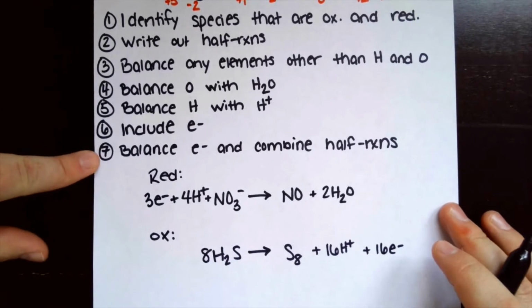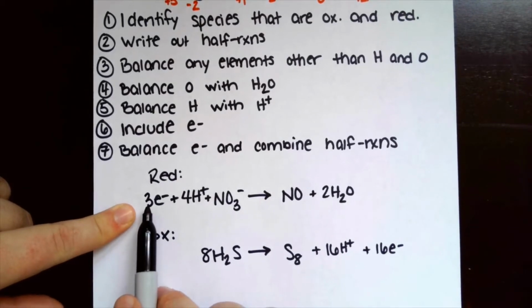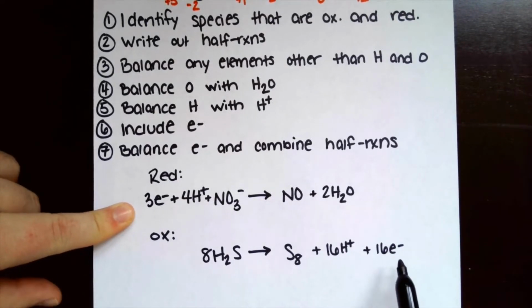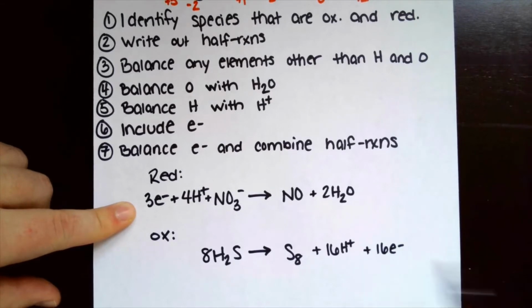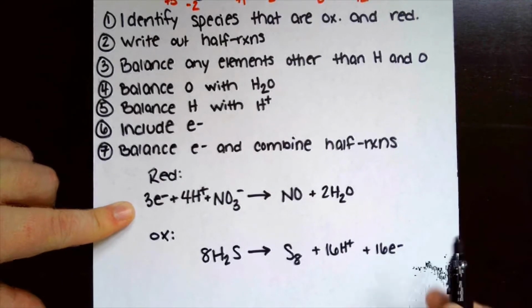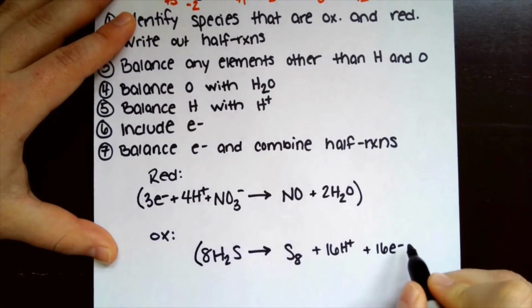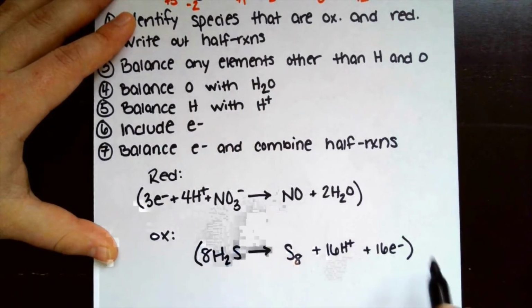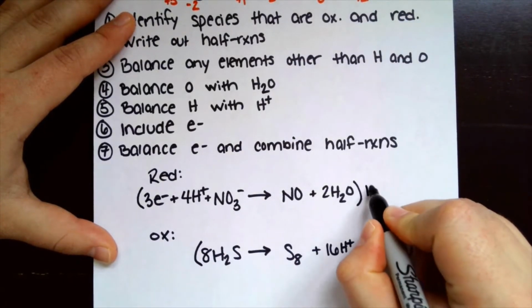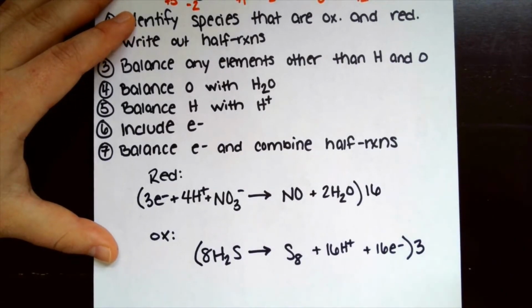Lastly, we need to balance the electrons and then combine the reactions. So balancing the electrons. Remember, we've got 3 electrons here and 16 here. But when you're combining these half reactions into your final overall reaction, you need the electrons to be equal between the two so that they completely cancel out. Because remember, you should not end up with any electrons in your final reaction. So the way we can balance these is basically just by multiplying each reaction by the opposite number of electrons. So multiply this reaction by 16, and multiply this reaction by 3. Sometimes you can do it with smaller numbers. In this case, we can't, though.